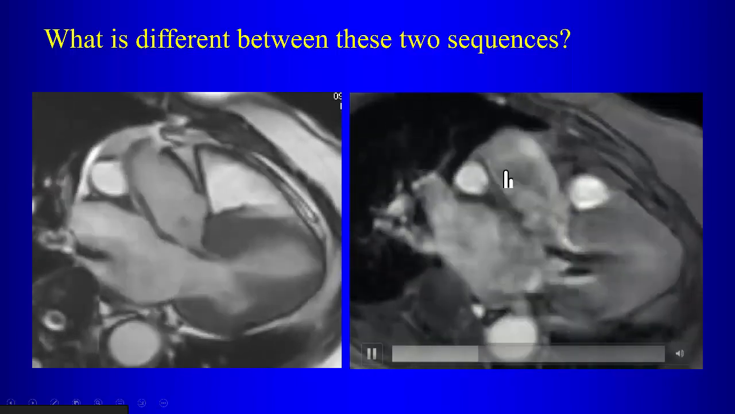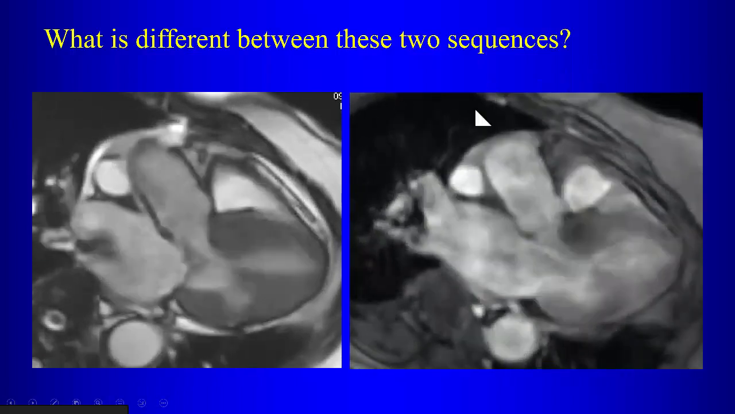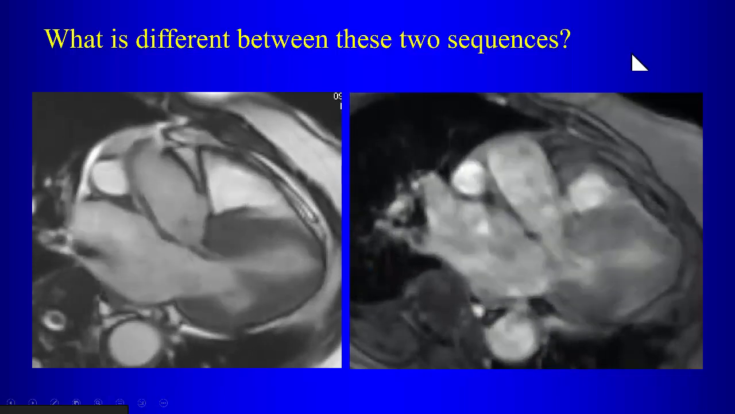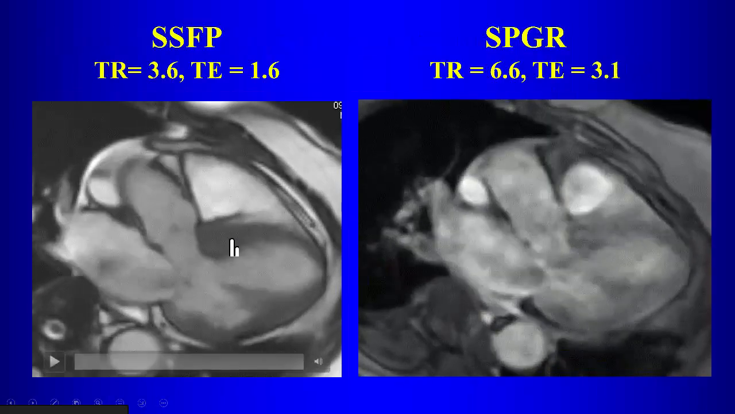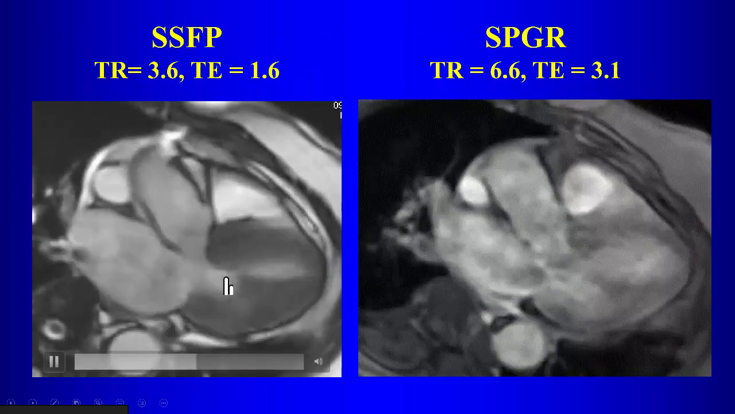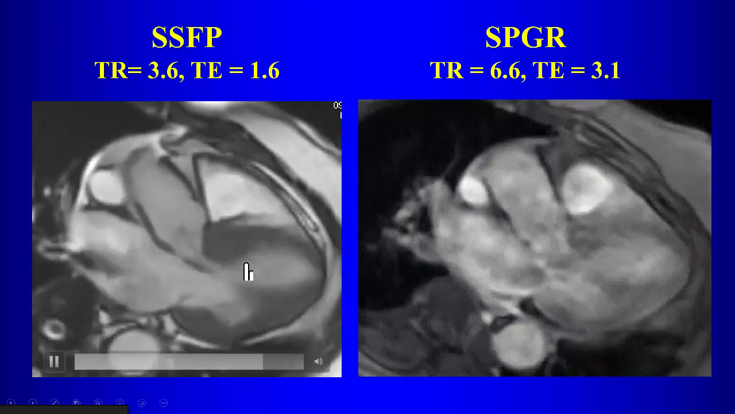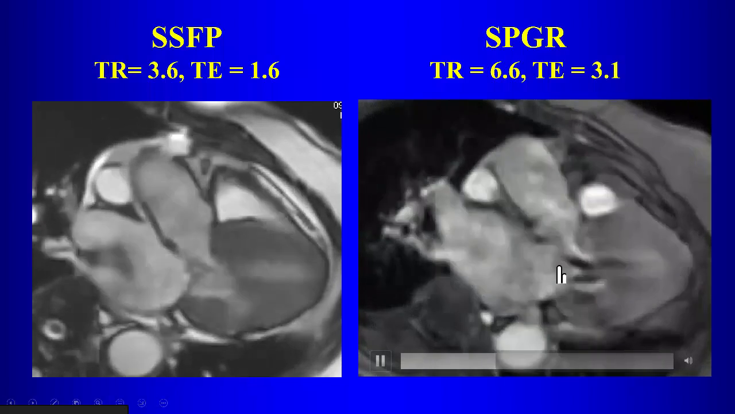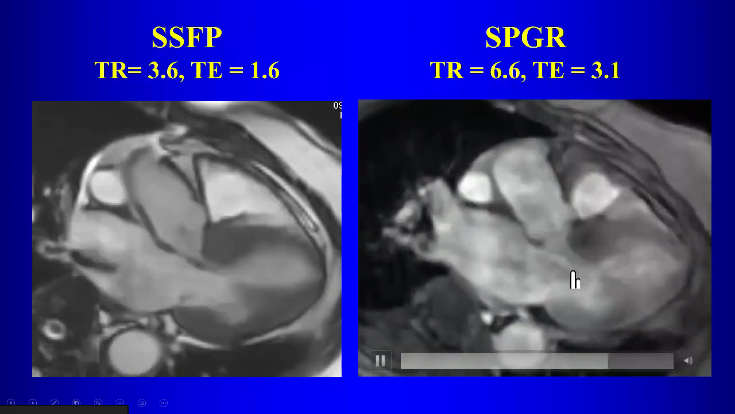Yeah, this is spoiled grass. This is PS, this is SSFP, okay? So what happens is, SSFP is the usual sequence that we use when we're doing cardiac imaging. It gives you a very nice contrast between the blood pool and the myocardium. But if you're specifically looking for turbulent flow, this can be more sensitive to it.